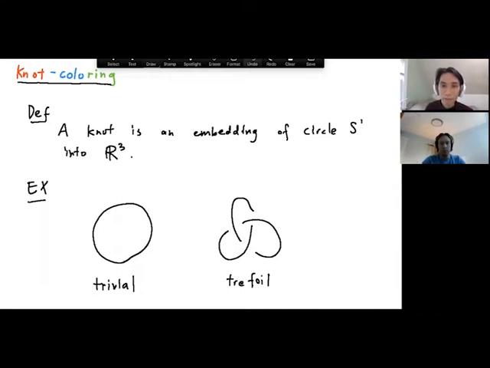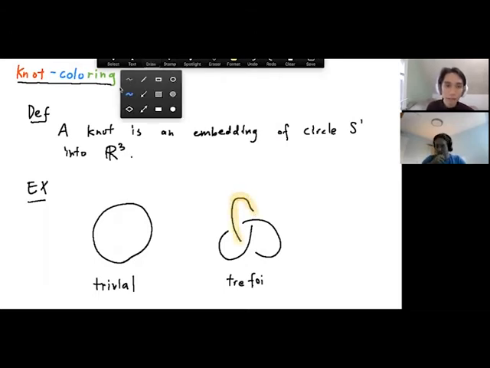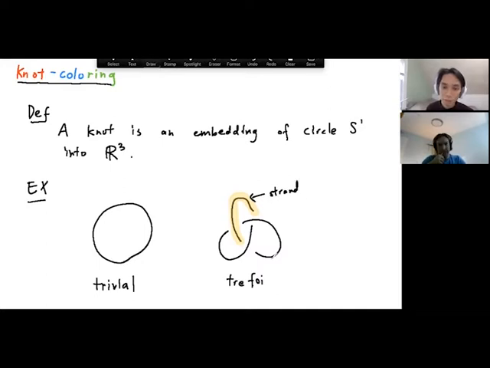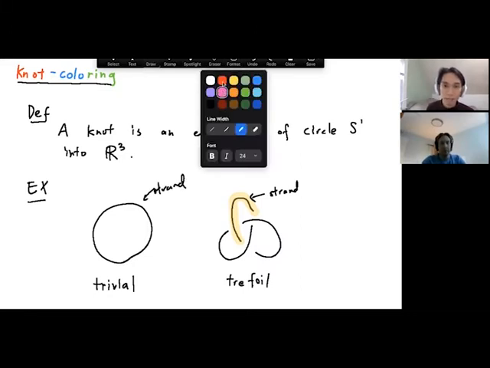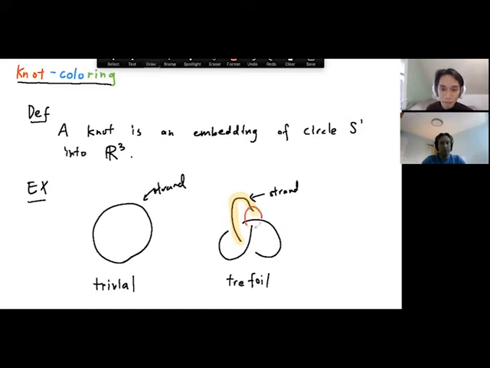So I could call this portion over here, I'm just going to highlight that, we can call that a strand. So it's a line segment on a knot, we'll just call it a strand. And so the trefoil knot has 3 strands, while the trivial knot has just 1 strand. And these intersection points, we can just call them crossing points. So that's just some examples of knots.